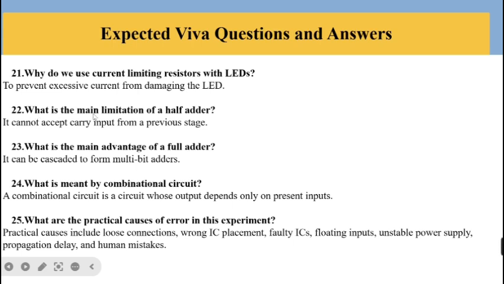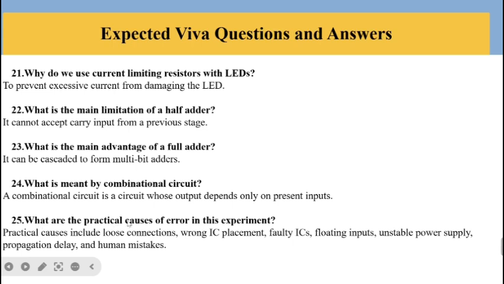What is the main limitation of a half adder? It cannot accept carry input from a previous stage. What is the main advantage of a full adder? It can be used to form multi-bit adders. What is meant by a combinational circuit? A combinational circuit is a circuit whose output depends only on the present input.